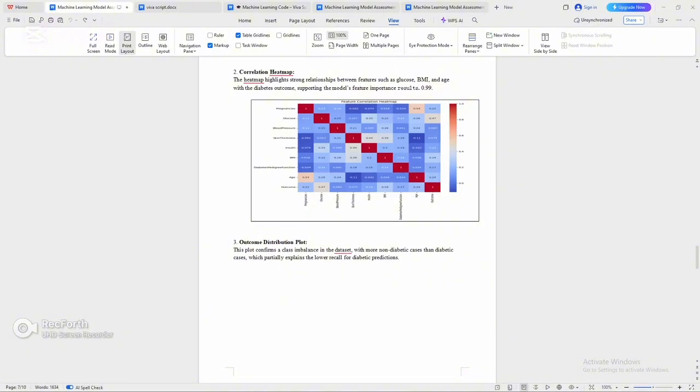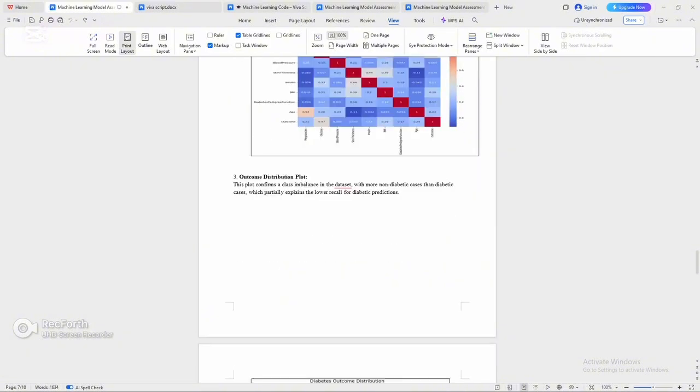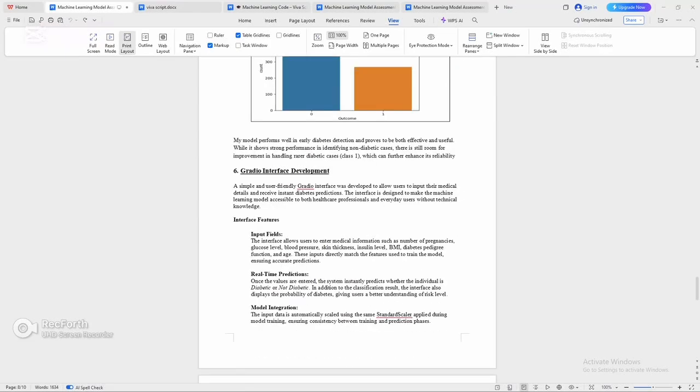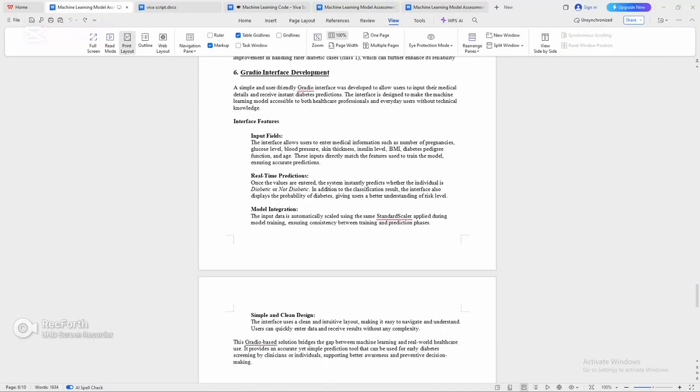Let's go and speak about the Gradio interface development. To make the model usable in real-world scenarios, I developed a Gradio interface. The interface allows users to input medical information such as pregnancies, glucose level, blood pressure, BMI, age, and insulin. Once the user enters the values, the system instantly predicts whether the person is diabetic or non-diabetic, along with the probability of diabetes.